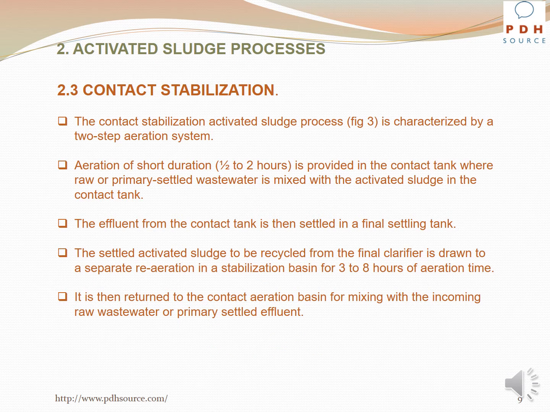The contact stabilization process is characterized by a two-step aeration system as indicated in Figure 3. Aeration of short duration, 1/2 to 2 hours, is provided in the contact tank where raw or primary settled wastewater is mixed with the activated sludge. The effluent from the contact tank is then settled in a final settling tank. The settled activated sludge to be recycled from the final clarifier is drawn to a separate re-aeration in a stabilization basin for 3 to 8 hours of aeration time. It is then returned to the contact aeration basin for mixing with the incoming raw wastewater or primary settled effluent.